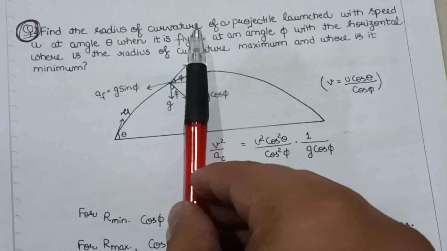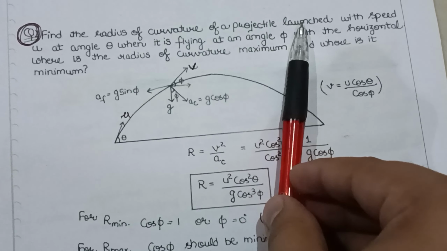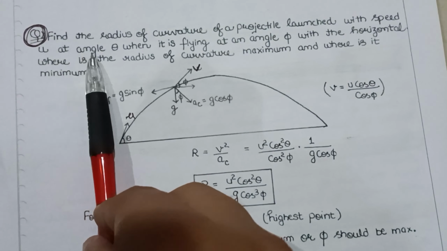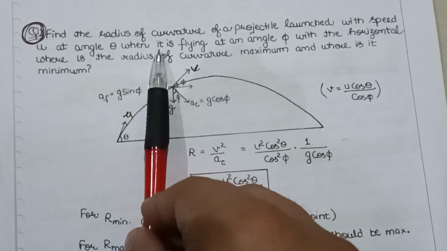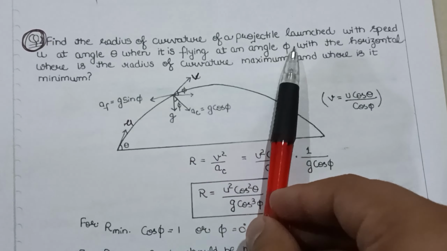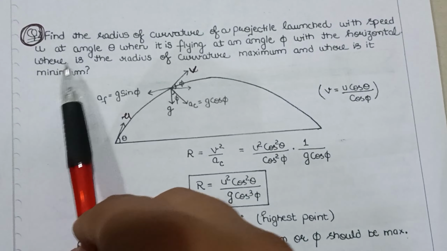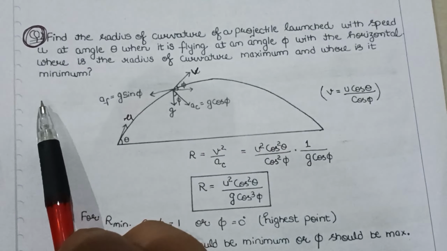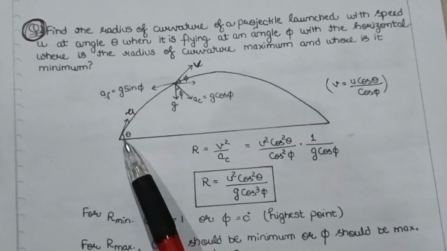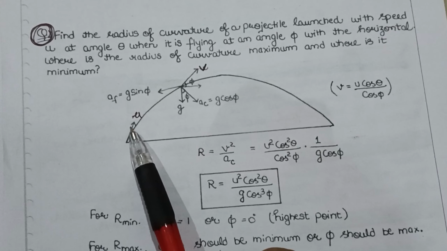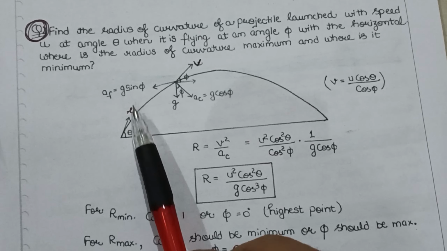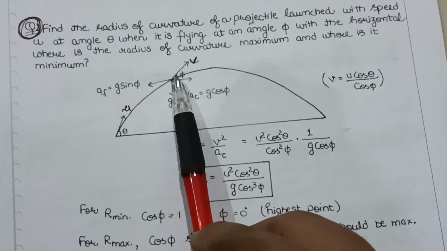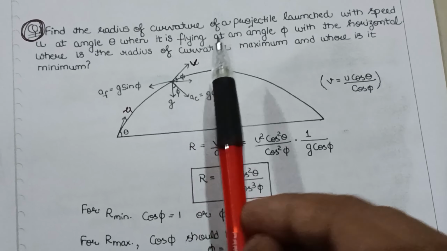Now there is a question for all of you. Find the radius of curvature of a projectile launched with speed u at an angle theta. It is flying at an angle phi with the horizontal. Where is the radius of curvature maximum? Where is it minimum? From the given figure, the projectile is thrown at an angle theta with a speed u and it is at an angle phi at a speed v.